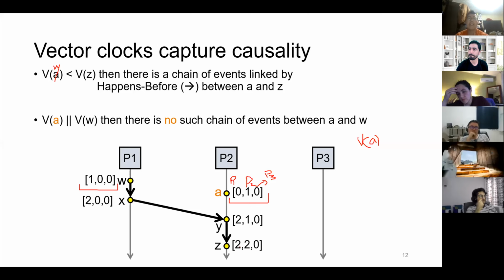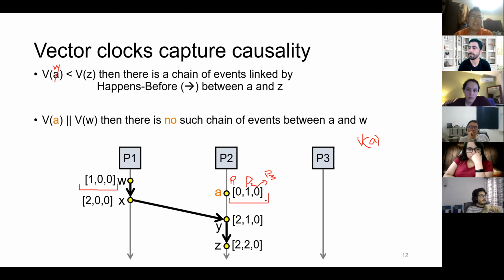Now my question is the next one. You don't know that vector A is smaller than vector Z, but you know that they are linked. So can we conclude that vector A is smaller than vector Z? I really don't get the question, honestly. If I don't know their vector clock, is that what you were asking, Pedro?